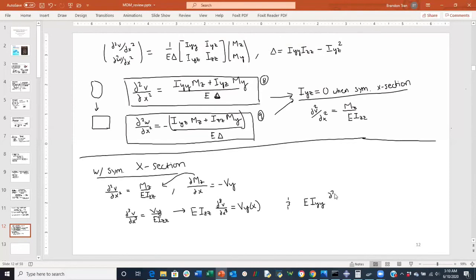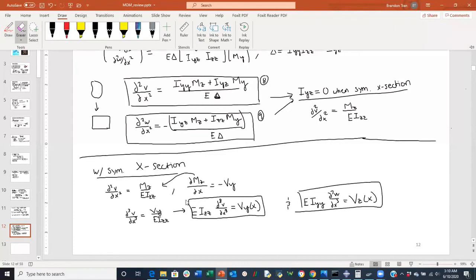D cubed V, or displacement in the Z direction with respect to X, third order. V. Okay, so go ahead and box this equation right here and box this equation right here. Go ahead and make this box a little better.